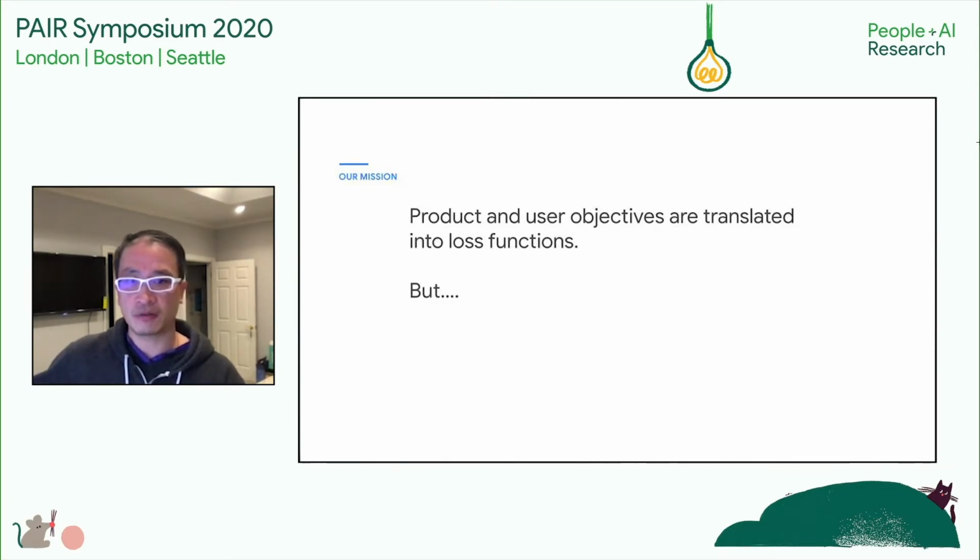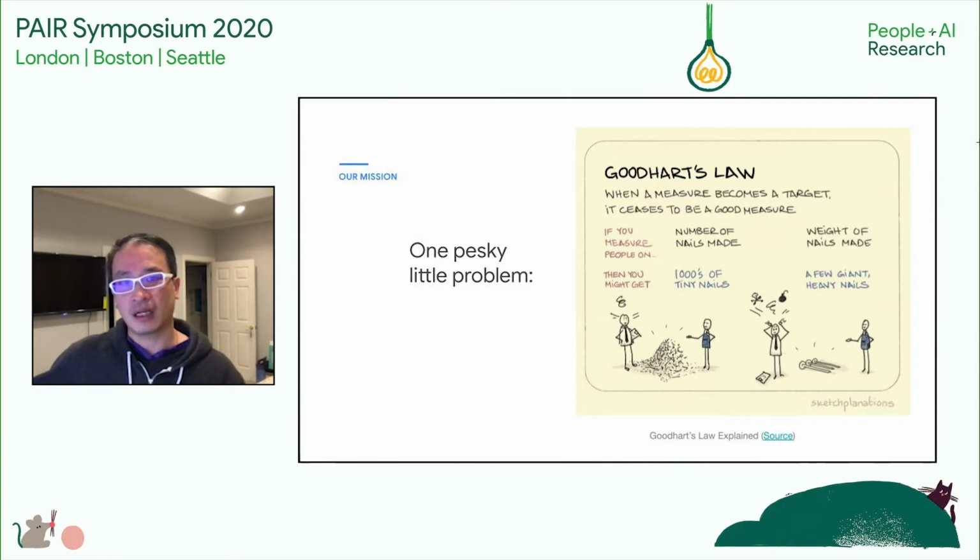The first one that many of you may already know about is something called Goodhart's law. This is one little pesky problem: oftentimes what we have found inside of Google is that whenever you propose a measure to be a target, it turns out that it often ceases to be a good measure. So here's a nice little illustration of this. If you measure people on the number of nails made, then what you might end up getting is thousands of teeny little nails that are not very useful to you. On the other hand, if you measure people based upon the weight of the nails that they're making, then you might end up getting a few giant, very heavy nails because that's the fastest way to create weighty nails. And then those nails are probably not very useful to you as well.